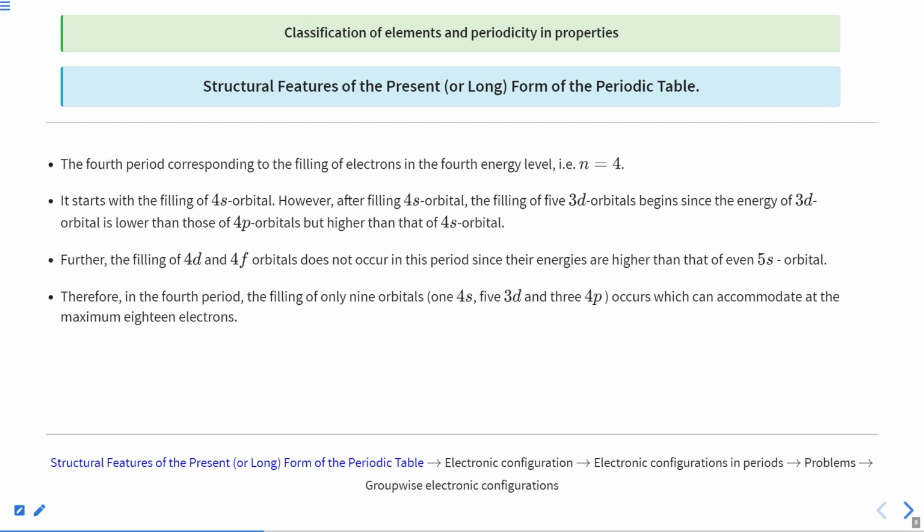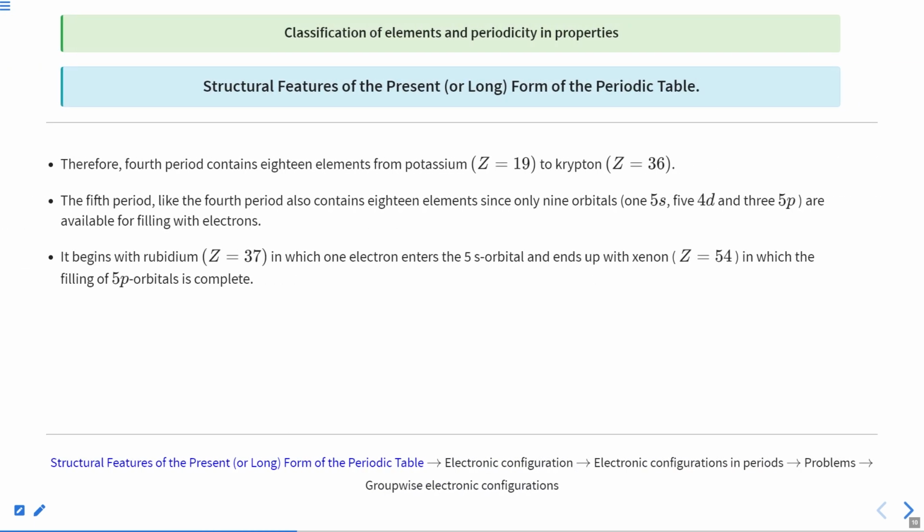First of all, 4s will be filled, right? Then the filling of the 5 3d orbitals begins, because it has a lower energy than the 4p orbitals, which are higher than 4s. Therefore, in the fourth period, the filling of only 9 orbitals occurs, which can accommodate a total of 18 electrons. Therefore, the fourth period contains 18 elements from potassium to krypton, 19 to 36.